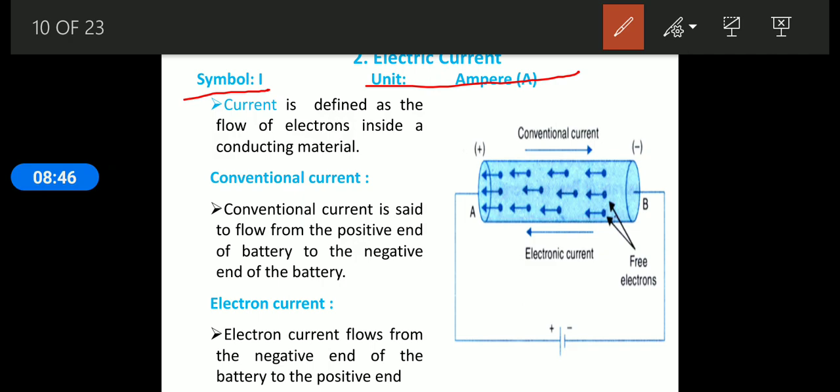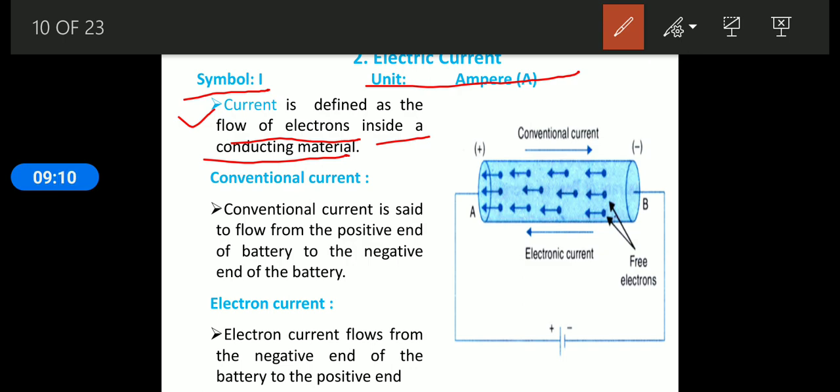Then what is the electric current? The electric current is defined as flow of electrons, flow of charge inside a conducting material. Flow of electrons through a conductor is nothing but a current.